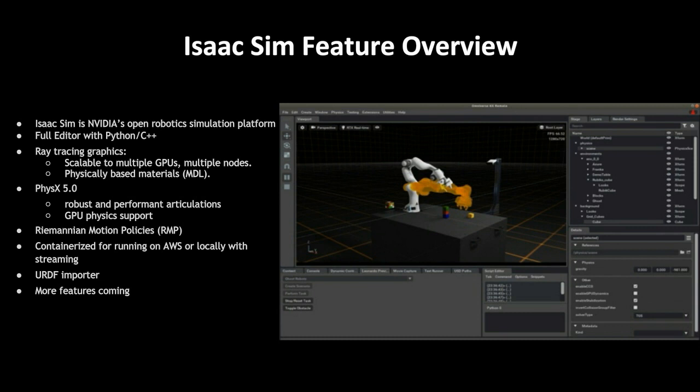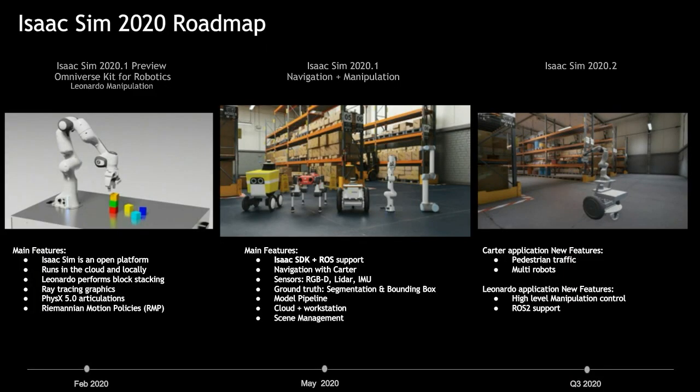Robotics researchers working from home, who don't have access to a powerful machine, can use Isaac Sim on the cloud and stream down and continue to do their work from home. We'll talk about the URDF importer, how you can bring your own robot into Isaac Sim, and more features to come. In terms of roadmap in 2020, about a month ago, we shipped the Leonardo manipulation application.